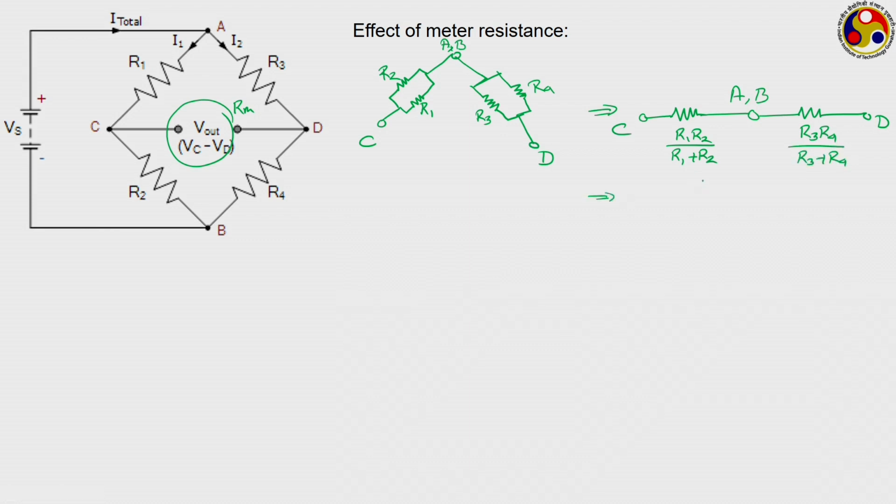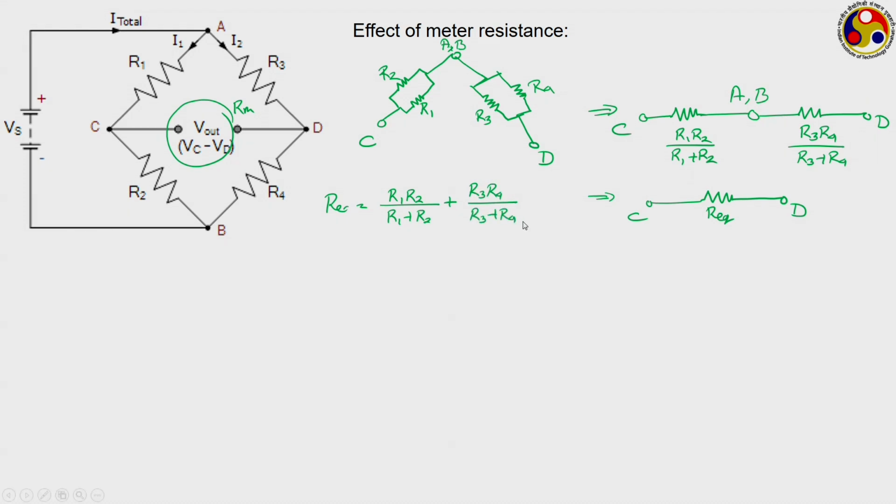And this particular circuit can now be viewed as one combined resistance between points C and D, which is R equivalent. So, what will be your R equivalent? R equivalent will be these two resistors in series, that is R1 R2 by R1 plus R2, plus R3 R4 by R3 plus R4.